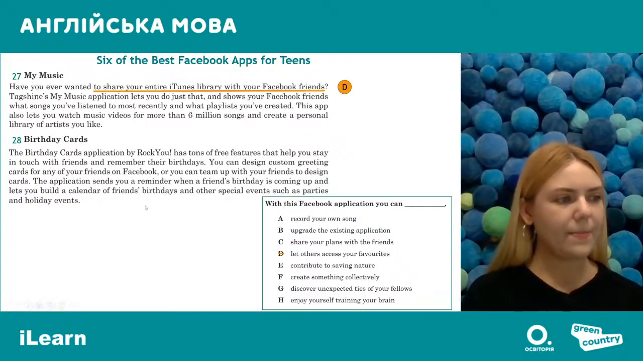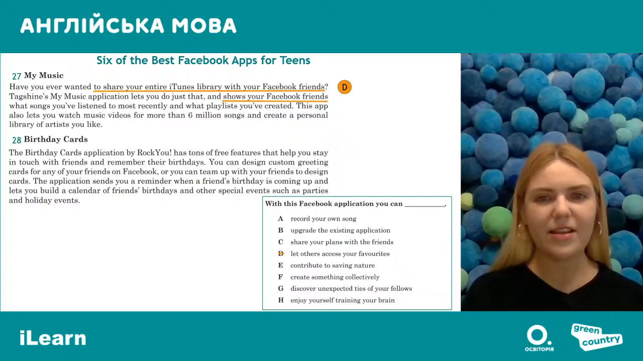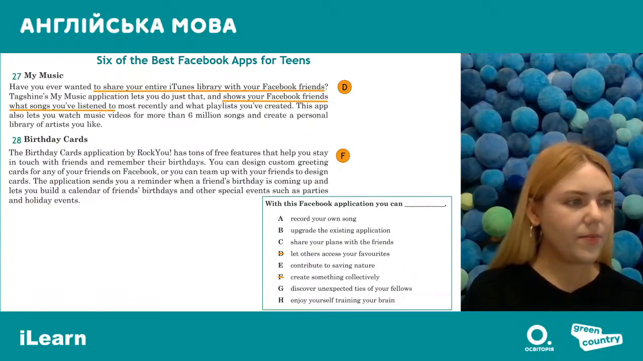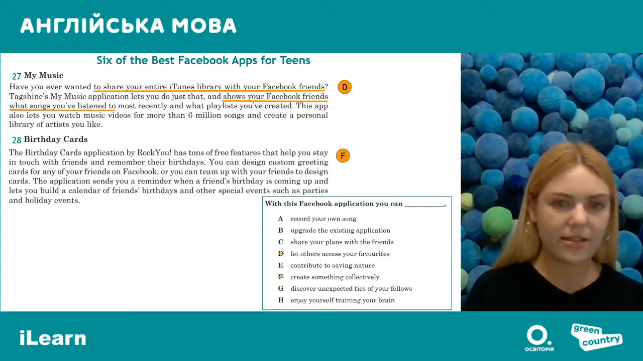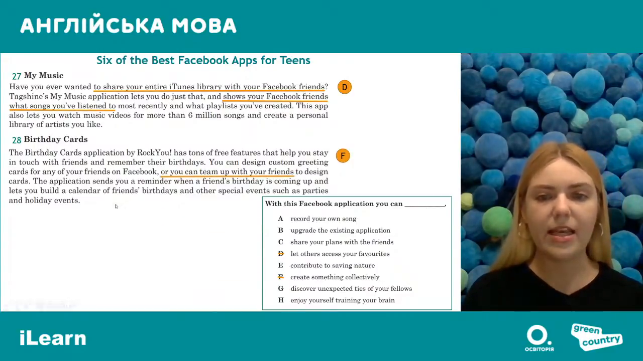Okay, I can see F. A lot of people say F, and that is right. So 28, that is F. Yes, and I can see some keywords. Really, I can see the right answer in the chat. Good, so well done. Because in the text it says you can team up with your friends.